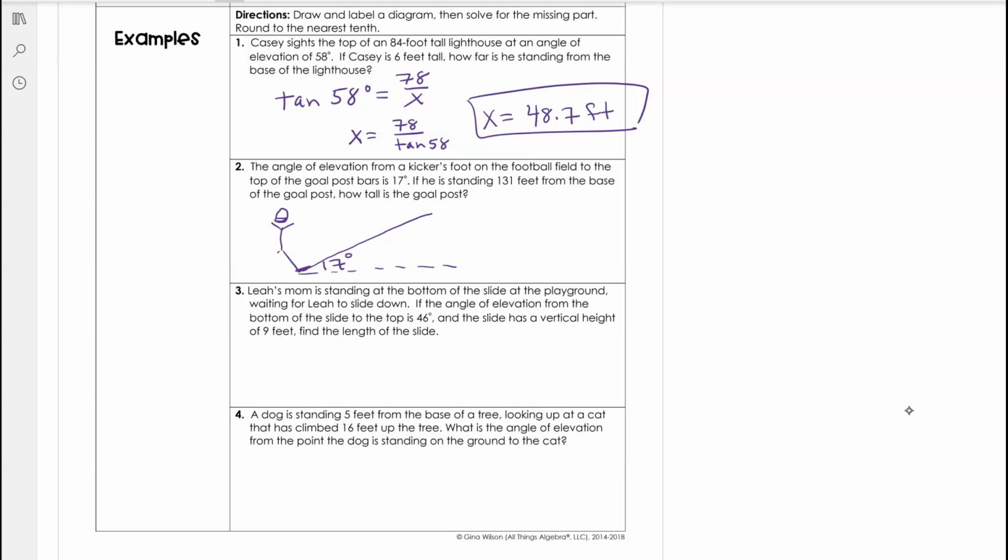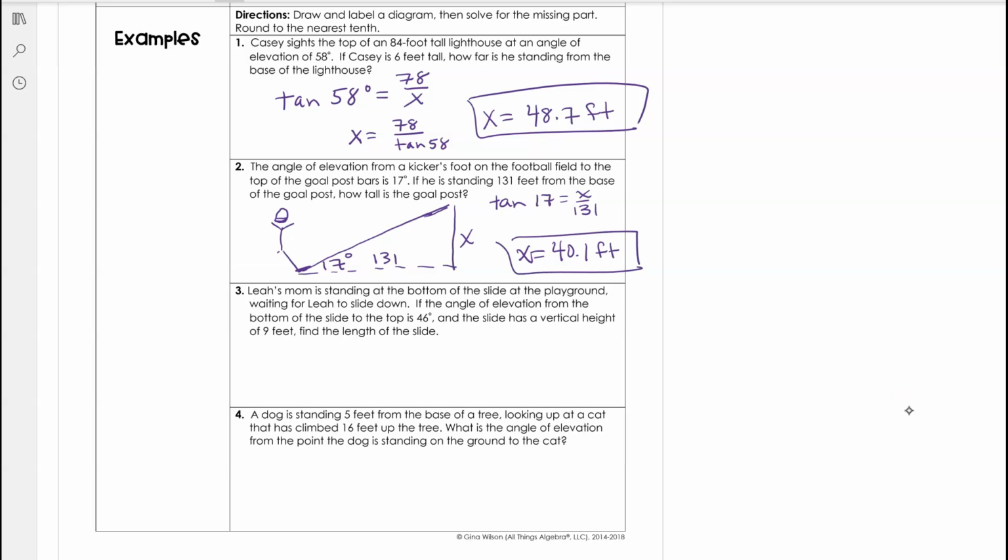He is standing 131 feet from the base of the goalpost. So the question is, how tall is this goalpost? Another tangent situation. Tangent of 17 is equal to x over 131. Oh, that one's pretty easy. You just cross multiply. Ultimately, x is equal to 40.1 feet is what that rounds to.